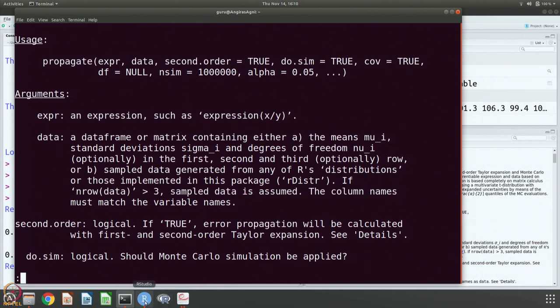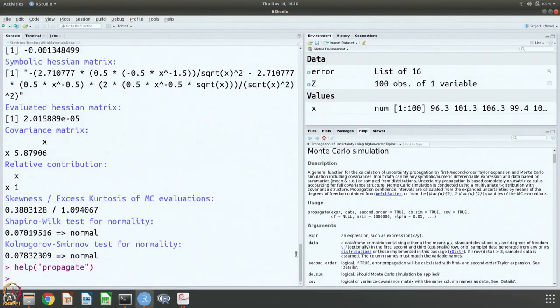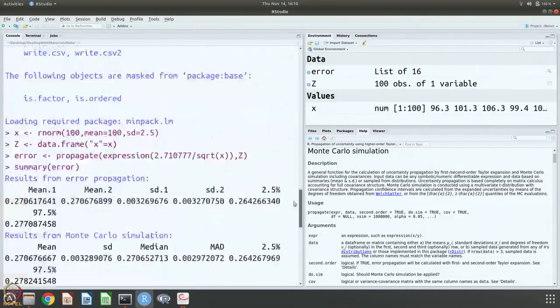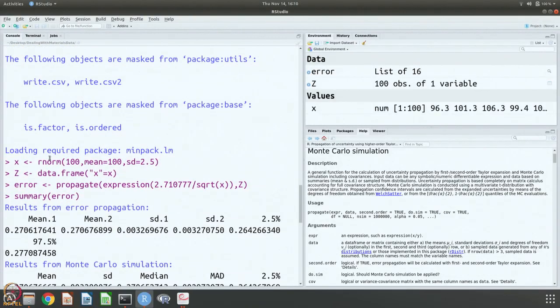So this command that we have here basically generates from the distribution rnorm. So it generates 100 data points with this mean and with this standard deviation, and it turns it into a data frame, and the data frame has to be named appropriately. It should be called X. Now this labeling is important, that is how it knows that this is the X.